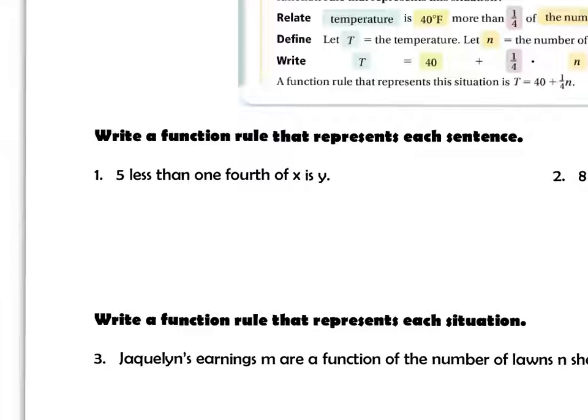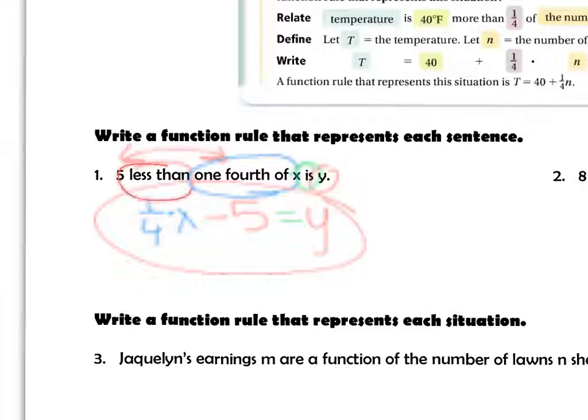Now, we talked about this at the very beginning of the year. Less than, hopefully we know, does mean to subtract, but less than is special because 5 less than 1/4 of x doesn't mean 5 minus 1/4 of x. If you see less than, you have to remember we have to flip-flop those numbers. 5 less than means something minus 5. Okay, have to remember that. That's the big thing today.